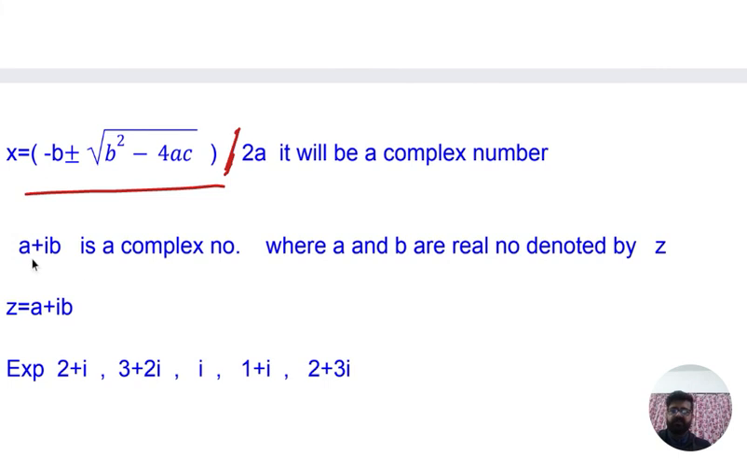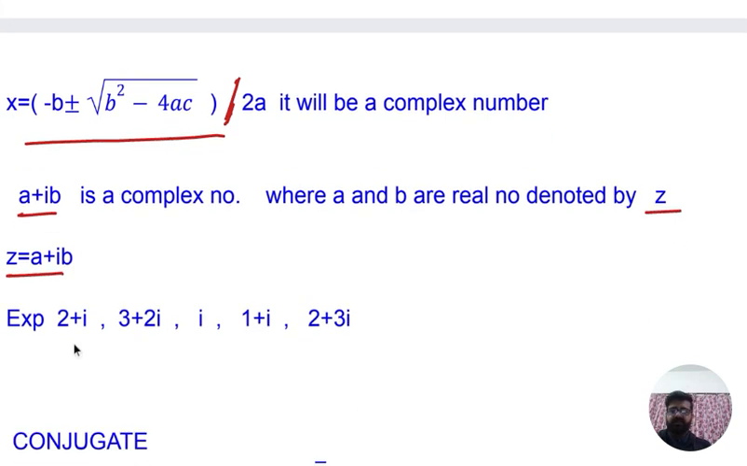This is how we represent a complex number. We represent it in a plus ib form, and it is denoted by Z. So I denote a complex number by Z. These are some examples of our complex numbers: 2 plus i, 3 plus 2i. Basically you can see a 0 plus ib form. Here this term becomes 0 because the multiplication is 0.